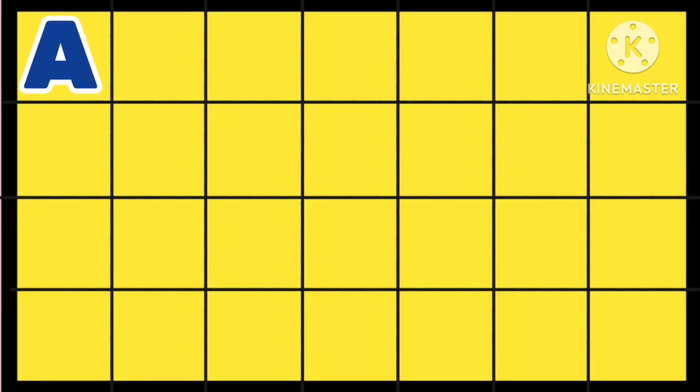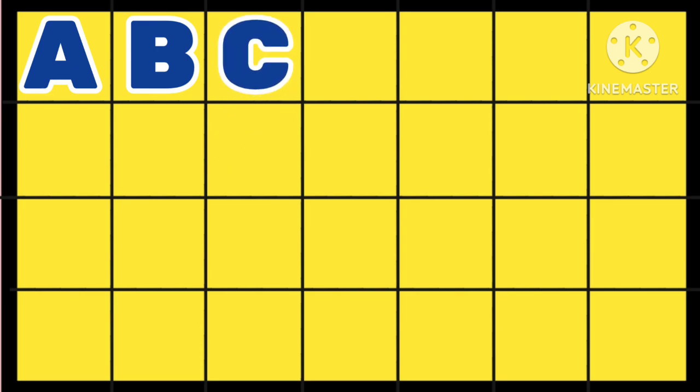A. A is for apple. B. B is for ball. C. C is for cat. D. D is for dog.